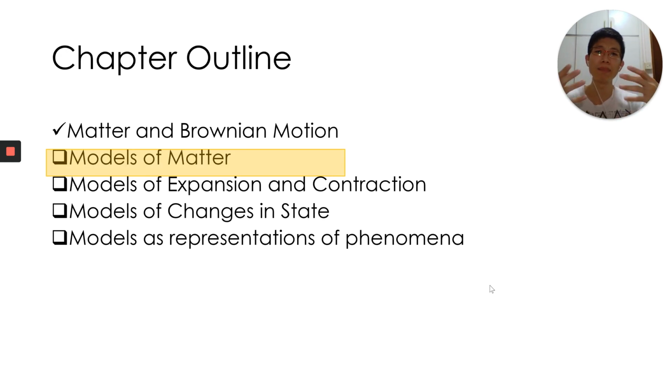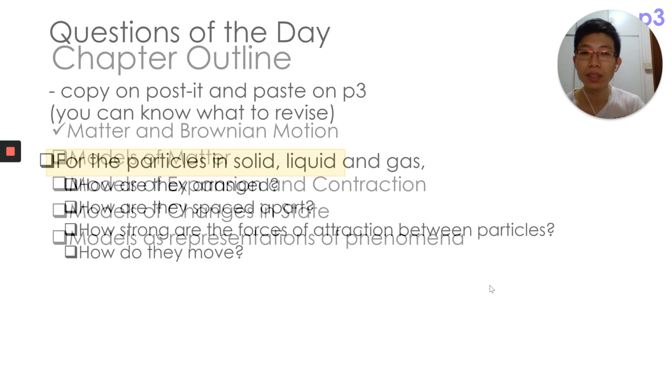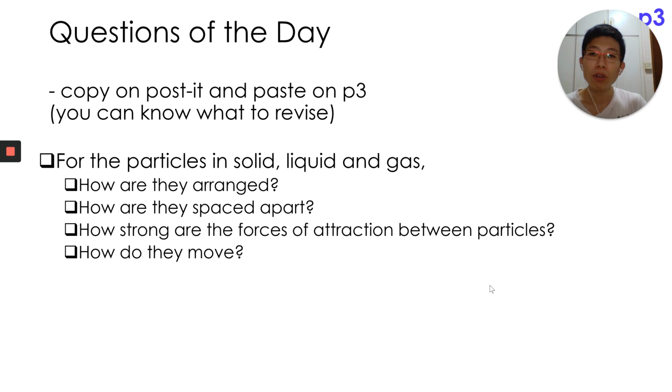So it's basically some models to explain the different properties of a solid, liquid, and gas, like how the particles are being arranged in a model. For the question of the day, we will be investigating these 4 key points over here. You can copy them on a post-it and paste on page 3, so that when you revise, you know what key focus you need to focus on in this part of the chapter. For the particles in solid, liquid, and gas, we need to know how they are arranged, how they are spaced apart, how strong the forces of attraction between the particles are, and how they move in these 3 different states.